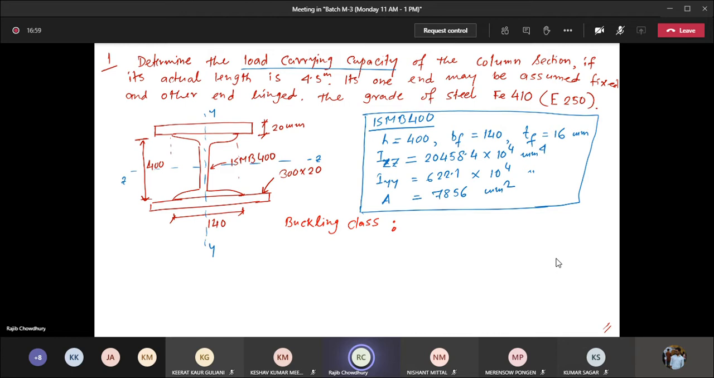Let me just open my IS code. Do you have any IS code with you right at the moment? Anyone is having the IS code? Just a moment. Buckling class of cross section. It is on page number 44, table 10 of IS 800 2007.